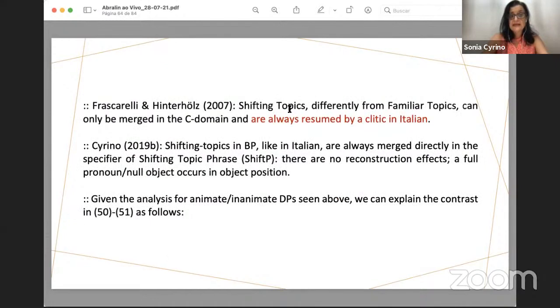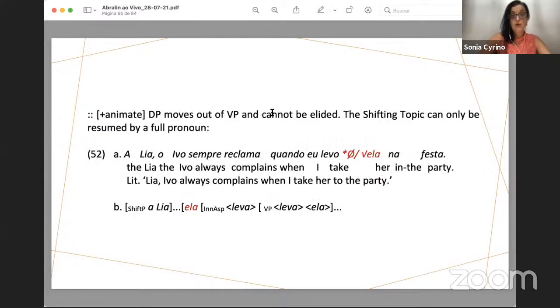So for Frascarelli and Hinterhölzl, shifting topics, differently from familiar topics, can only be merged in the C domain, and they are always resumed by a clitic. But I have proposed that shifting topics in Brazilian Portuguese also are always merged directly in the specifier of shifting topic phrase, and there are no reconstruction effects. And then you can use either a full pronoun or a null object in this position. So then we can explain why we can have this difference here between plus animate and minus animate.